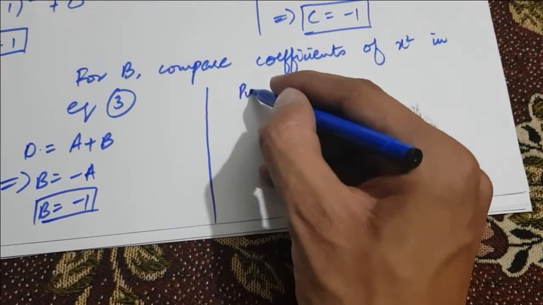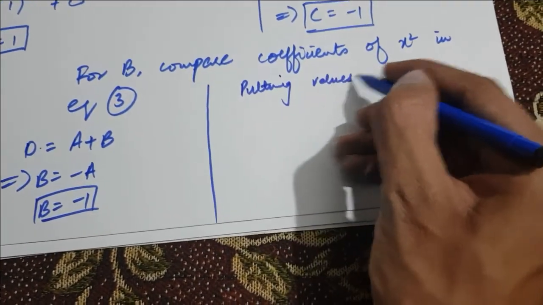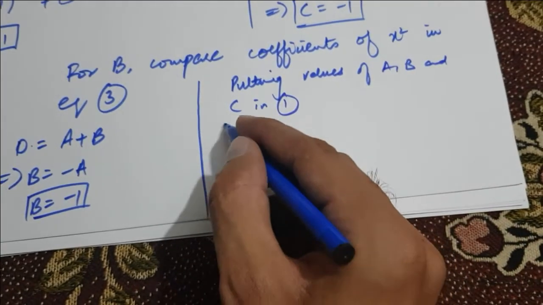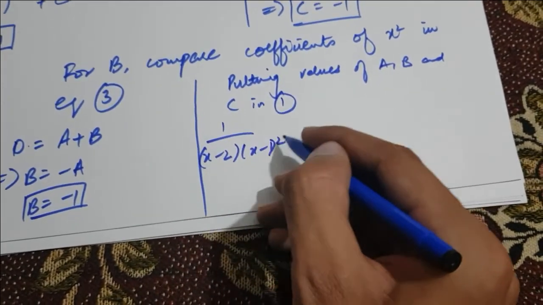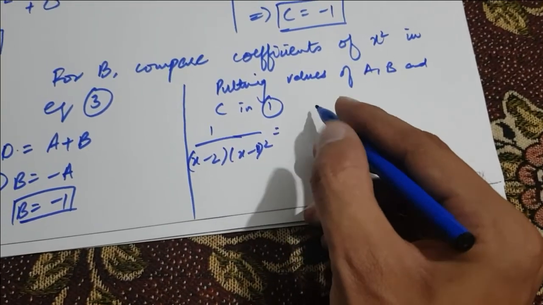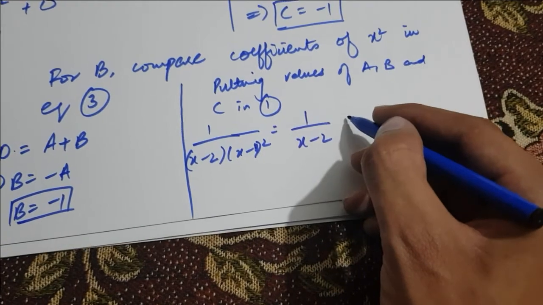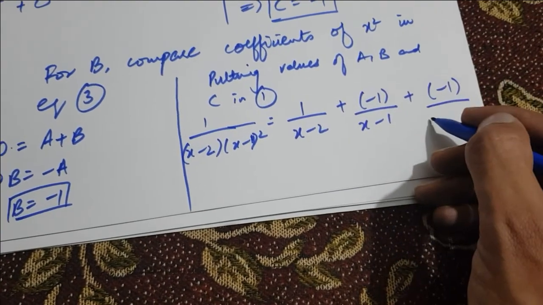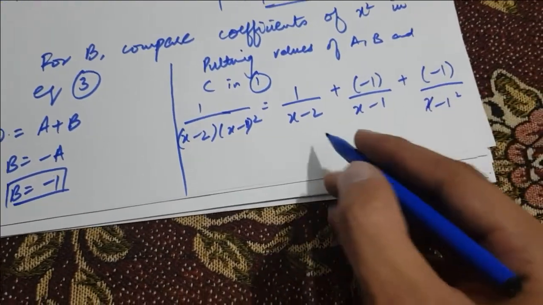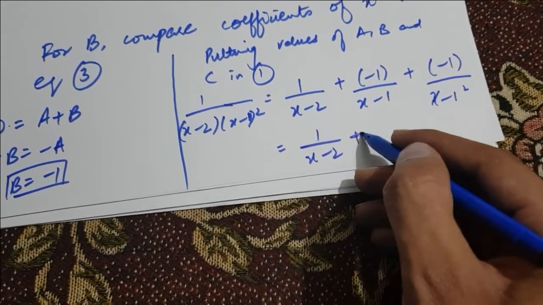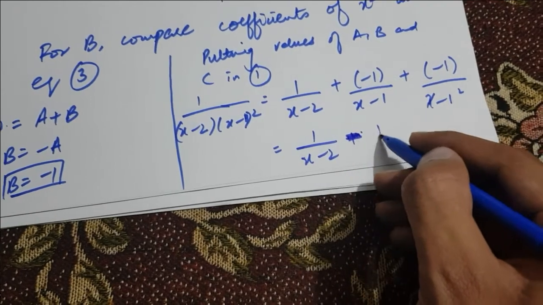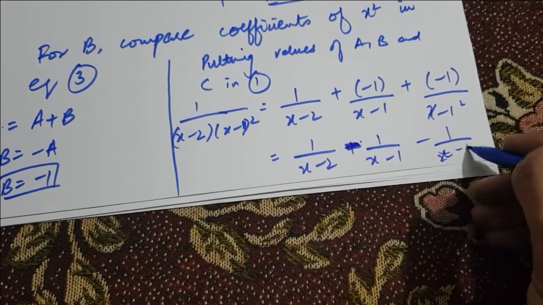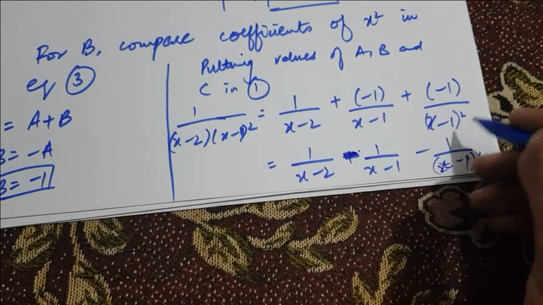So now we are putting the values of a, b, and c in our equation 1. We get 1 over (x minus 2) into (x minus 1) whole square equals 1 over (x minus 2) plus minus 1 over (x minus 1) plus minus 1 over (x minus 1) whole square. We can also write it as 1 over (x minus 2) minus 1 over (x minus 1) minus 1 over (x minus 1) whole square.